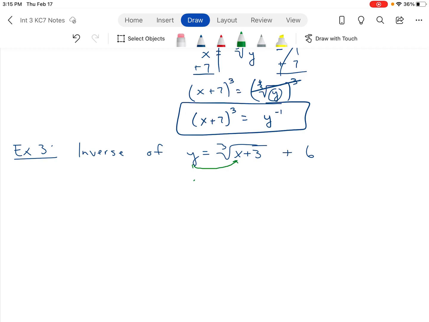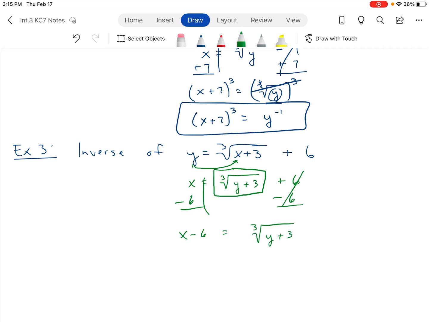So I'm going to switch these, and I get x is equal to the cubic root of y plus 3, plus 6. Okay, just like before, I cannot get y by itself until I get all of this by itself. So I'm going to subtract 6 from both sides of that equal sign. I get x minus 6 is equal to the cubic root of y plus 3. Now to get rid of that cubic root, I cube it. These are gone now, and I'm left with y plus 3 is equal to x minus 6 cubed.